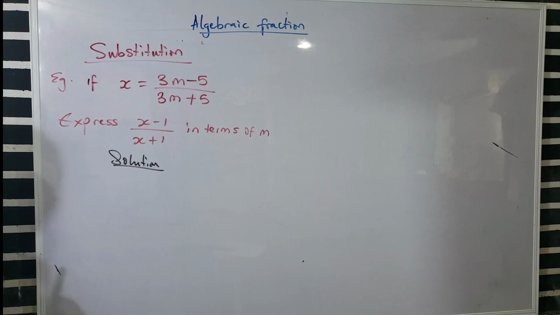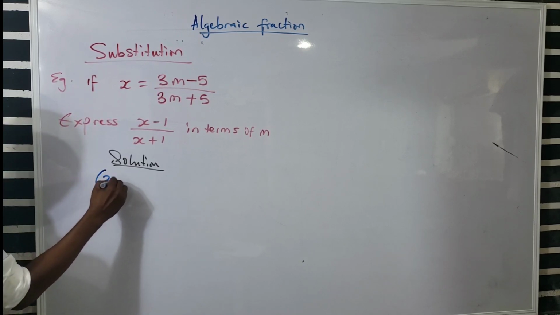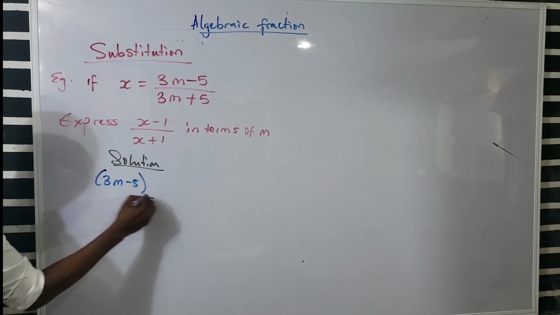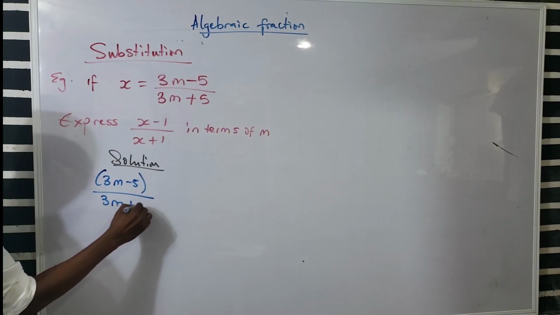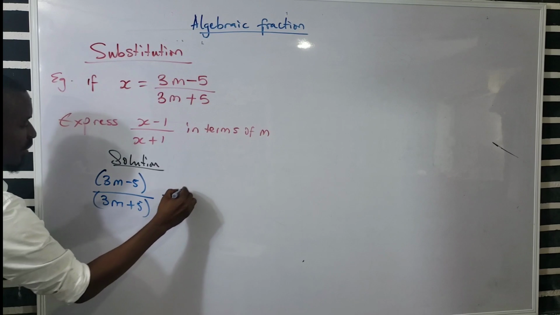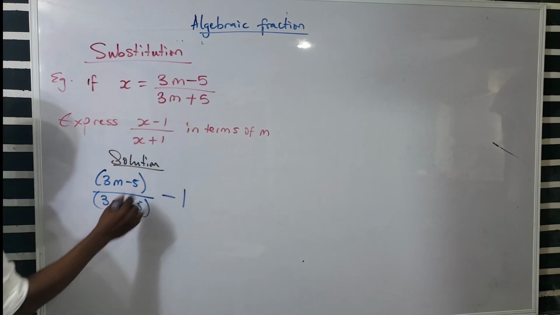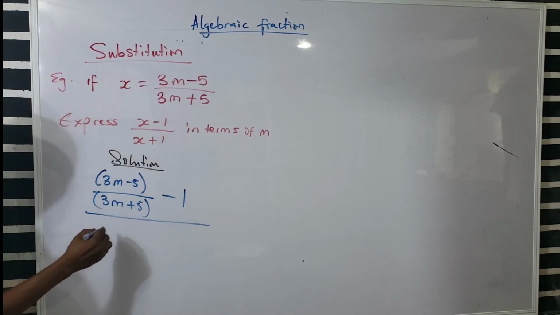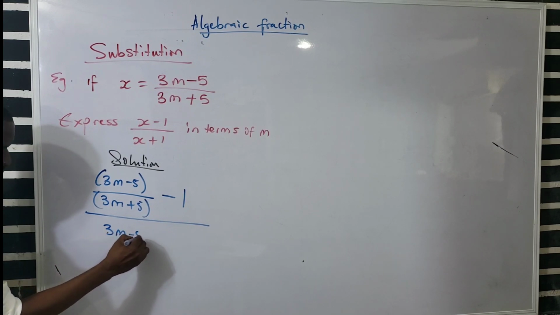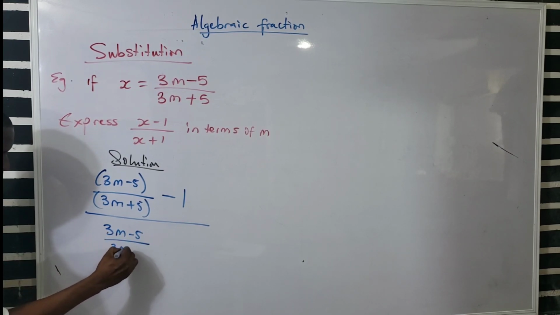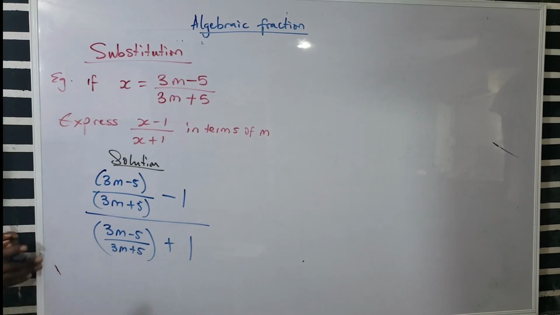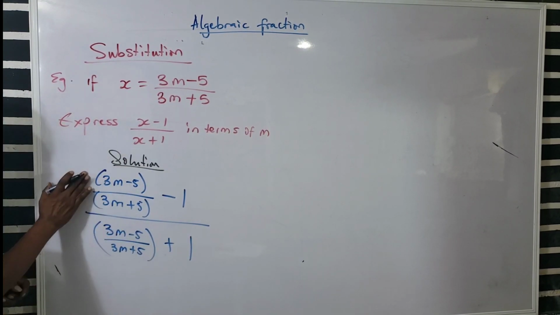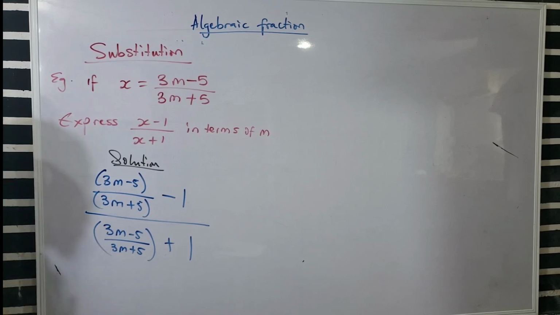that will give us 3m minus 5 over 3m plus 5 minus 1, that's the numerator, all over 3m minus 5 over 3m plus 5 plus 1. So my job now is to solve this, and I'll get my answer.